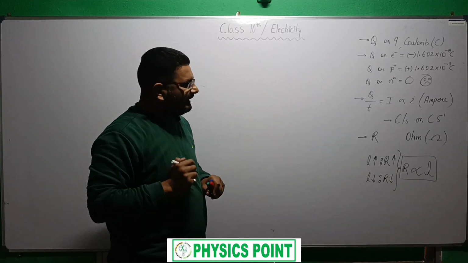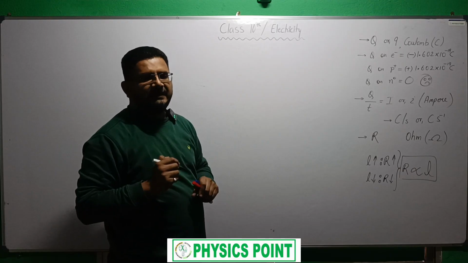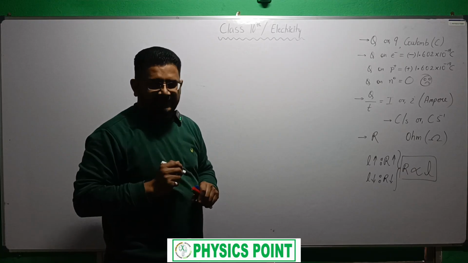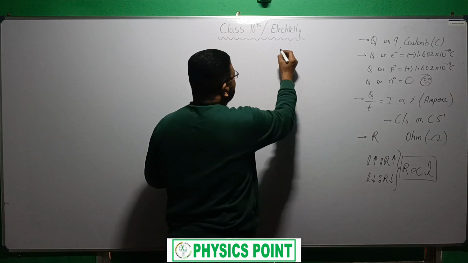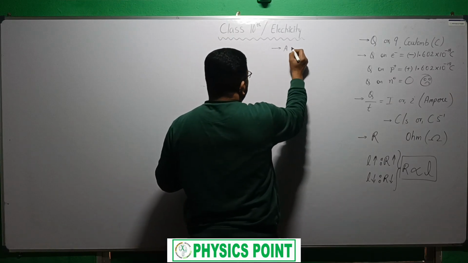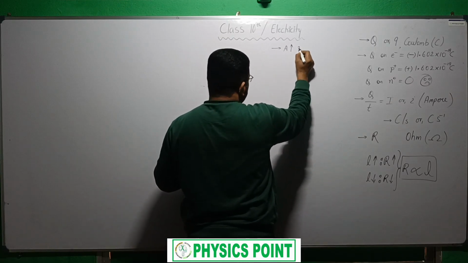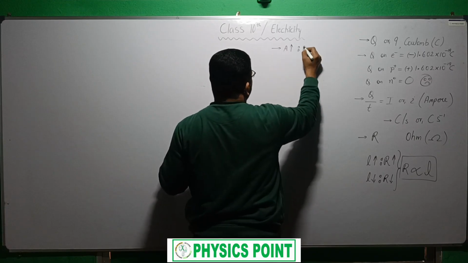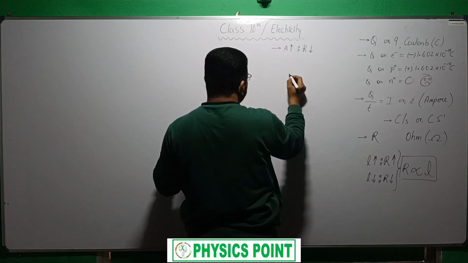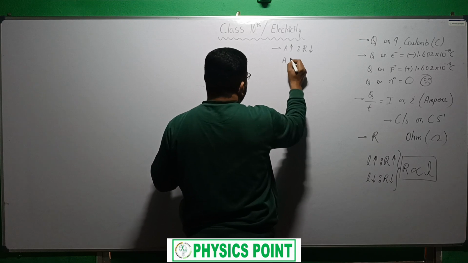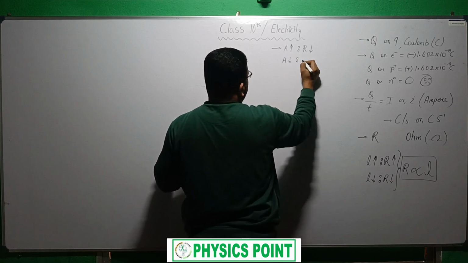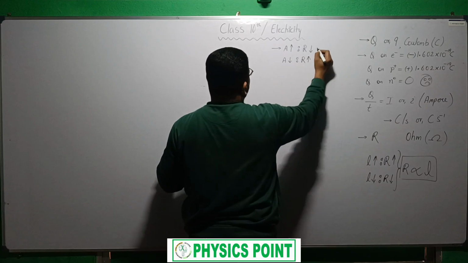Now, the fourth factor on which resistance depends is cross-sectional area, or in simple words, thickness of wire. It is seen that if wire is thick, or if we increase the cross-sectional area of wire, its resistance decreases, and if we decrease cross-sectional area, then resistance of wire increases.